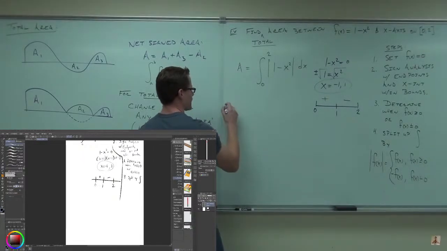Okay, here we go. This is a good part. Let's find total area. So where are we going to start and where are we going to stop for our first integral? Where are we going to start? 0 to 1. 0 to where? 1. Cool. Yeah, absolutely.